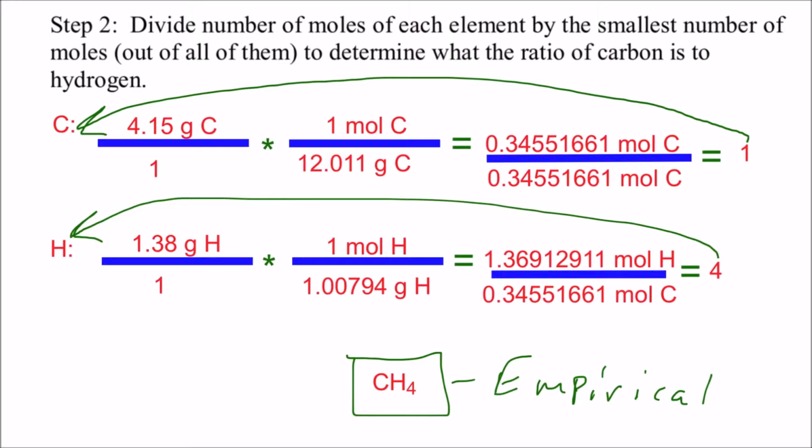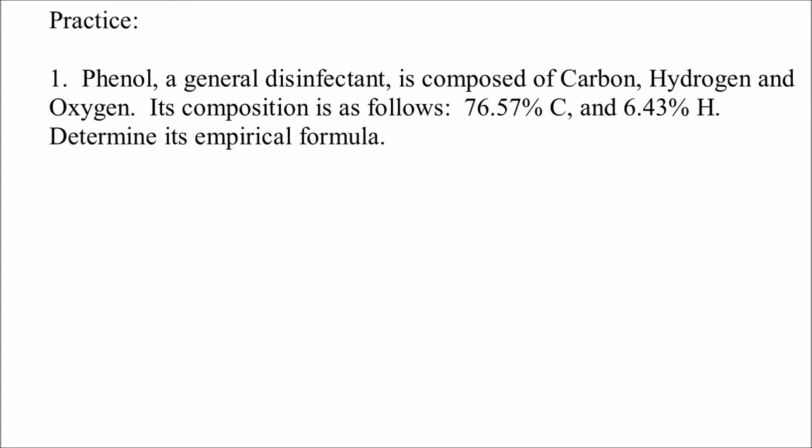You just, step 1, convert all of your grams into moles, divide by the smallest number of moles, make sure you get a whole number, and then build your formula with the elements and their subscripts. Okay, so let's do another one and we'll apply those same steps.